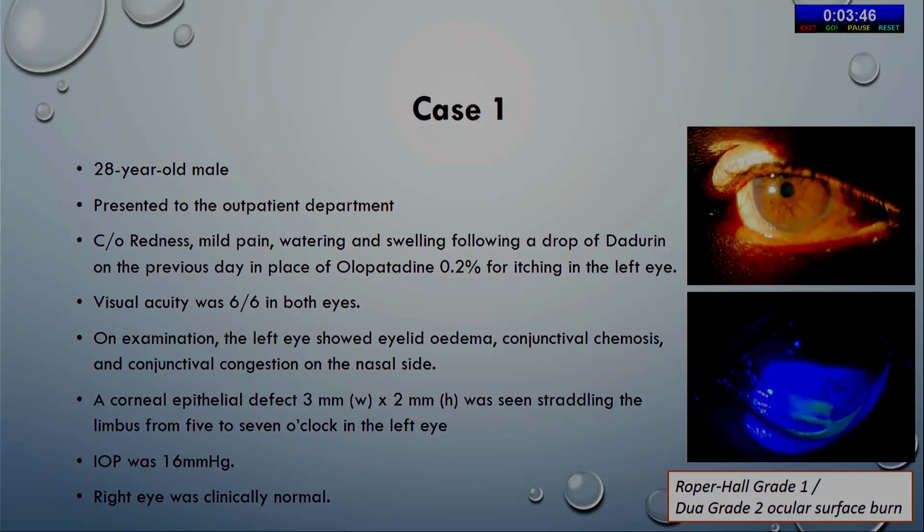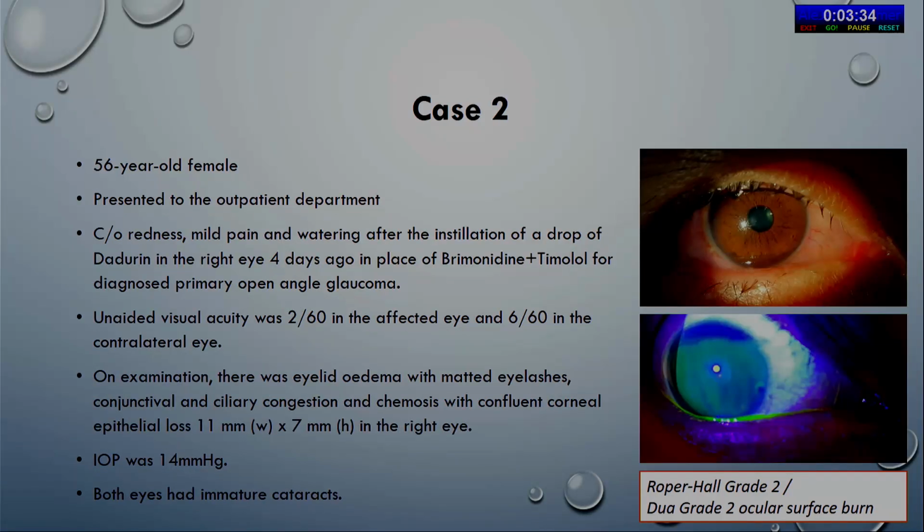The visual acuity was 6/6, and the left eye showed eyelid edema, conjunctival ecchymosis, and conjunctival congestion on the nasal side with a corneal epithelial defect straddling the inferior limbus. The IOP was normal and the right eye was normal. The second case was a 56-year-old female who presented to the OPD with redness, mild pain, watering after the instillation of Dadurin instead of brimonidine plus timolol for diagnosed primary open-angle glaucoma.